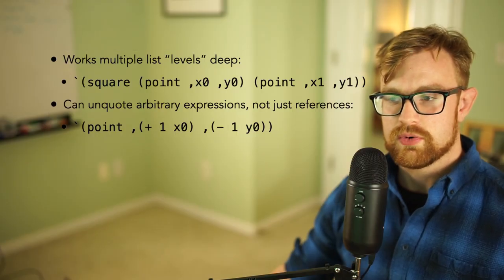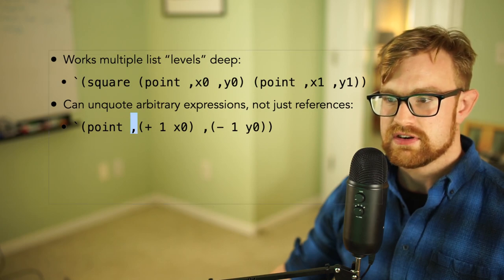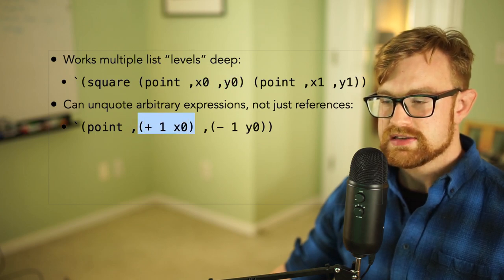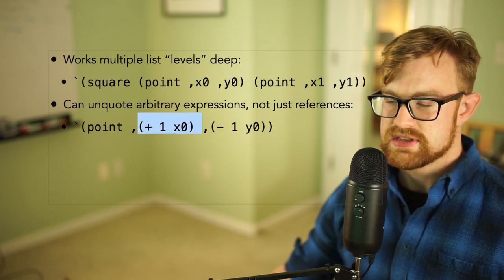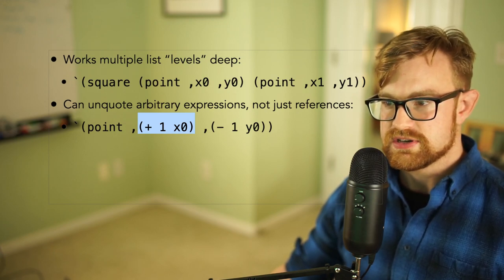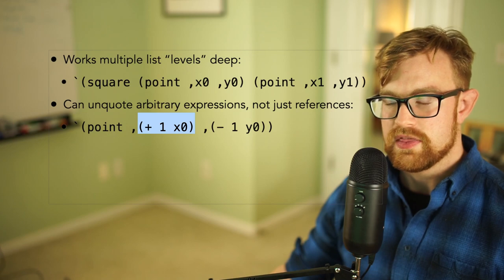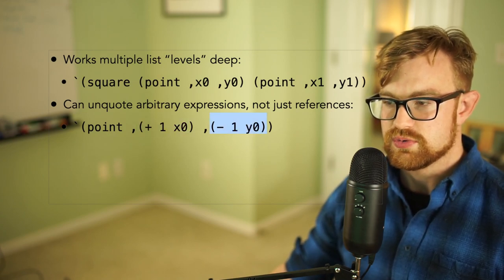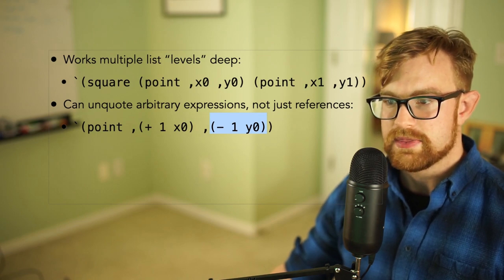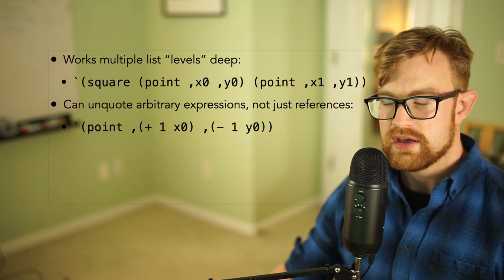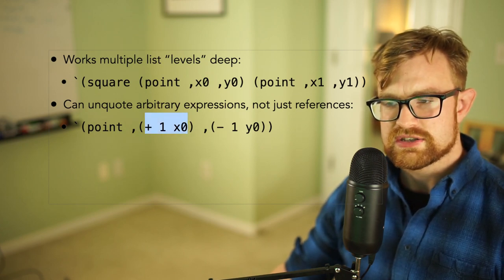All right, and I can also unquote arbitrary expressions. So they don't just have to be variables. So right here, I unquoted x0 and y0. But right here in point, I unquote plus 1 x0. And so that will drop in to first evaluate plus 1 x0. Let's say x0 is 1, then this would evaluate to 2. And then the second expression here will evaluate to minus 1 y0. It'll drop that in. So you could put any arbitrary function call right here or any expression right here as well.